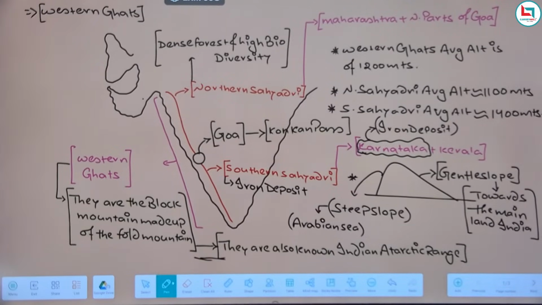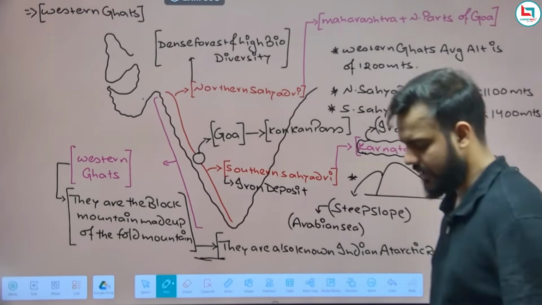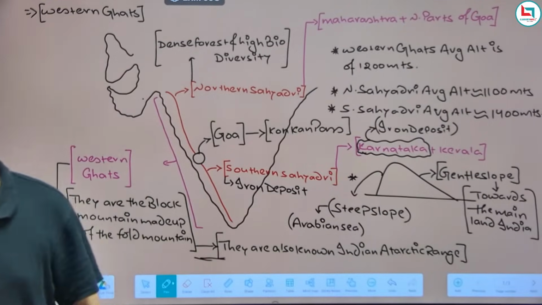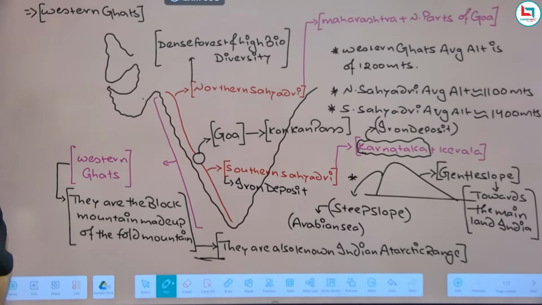We have the Western Ghats. They are divided into two parts. We have Northern Sahyadri and we have the Southern Sahyadris. When we talk about the Western Ghats, guys, remember one thing, that Northern Sahyadri is present in the state of Maharashtra and northern parts of Goa, and Southern Sahyadri is present in the state of Karnataka and Kerala.